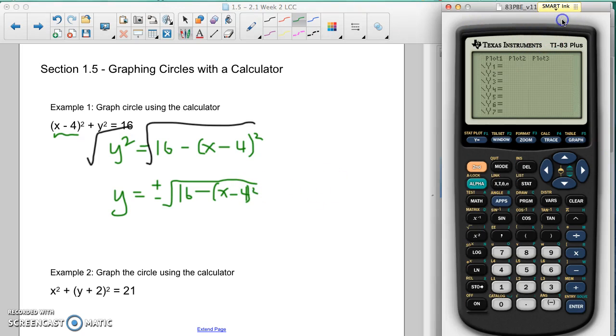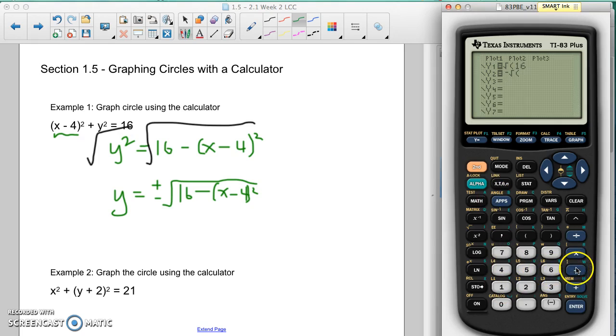Now, in your graphing calculator, you're going to put both of these in, one in each y value. So when we're over here on the graphing calculator, we'll put the positive square root in the top one, and we're going to put the negative square root in the bottom one. These should be exactly the same equations, and they should match this right here, 16 minus. So we're going to type it just as I see it.